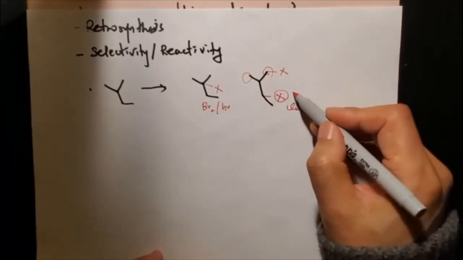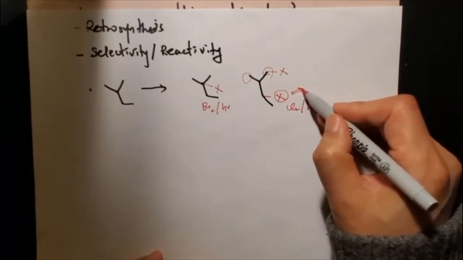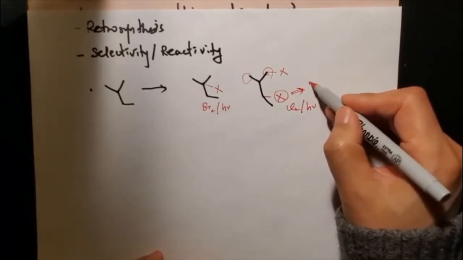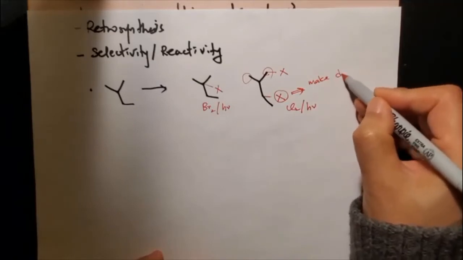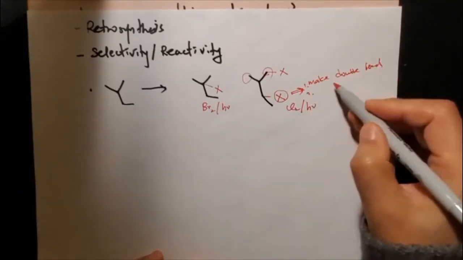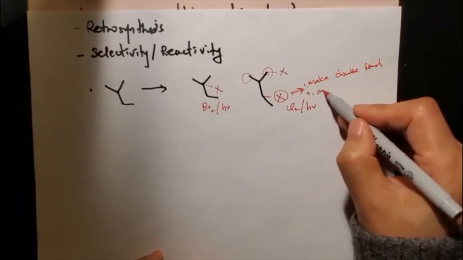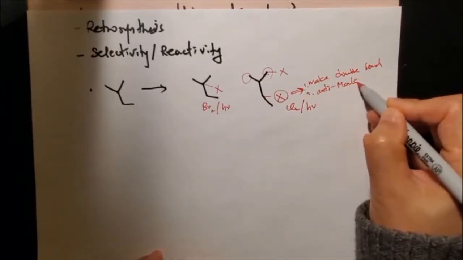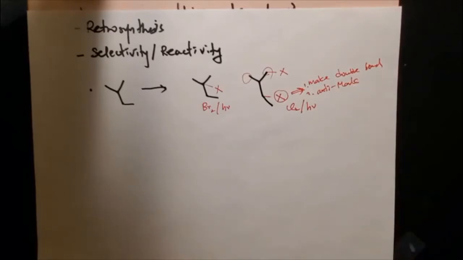So for this one, make the double bond first, then do anti-Markovnikov addition. Yeah. So that's the kind of selectivity you need to consider. Let me change the pen.